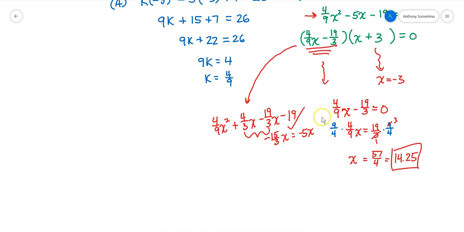So that's me choosing to use factoring as a method and using some shortcuts along the way based off of me knowing some stuff. I could have just taken the 4/9 x squared minus 5x minus 19 equal to 0, used the quadratic formula, and should see the -3 come out as an answer, and then the 57/4 or 14.25 should come out as the other answer. That's another way of handling it.